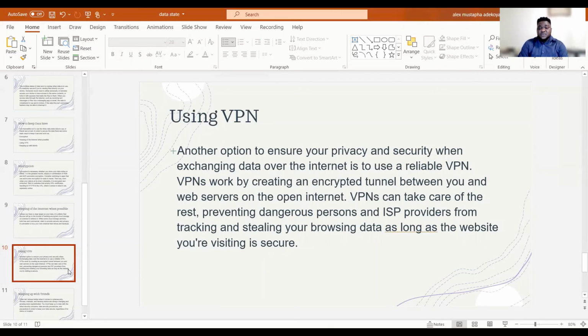A VPN is really necessary. You can always download a VPN, and whenever you're trying to browse the internet, keep the VPN on. It's going to be like an intermediary between what you're doing and the internet. That way, it stops hackers and anybody else from getting through your data.